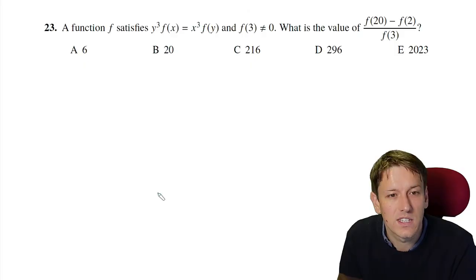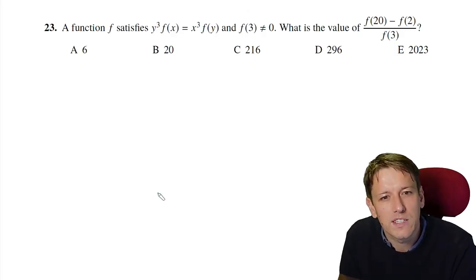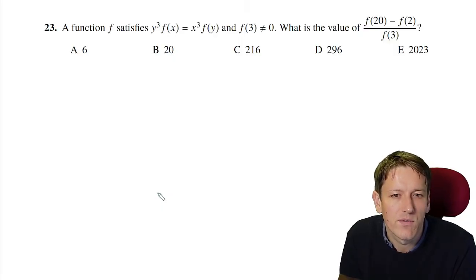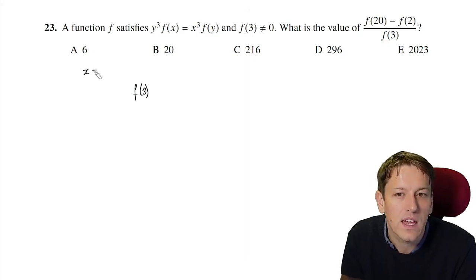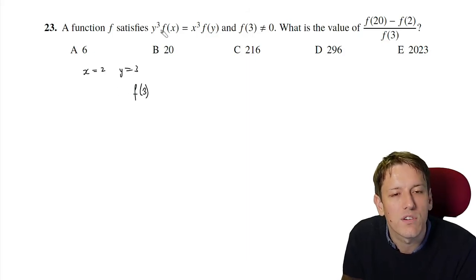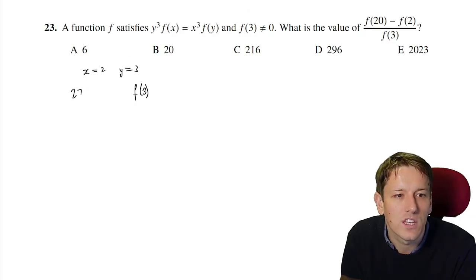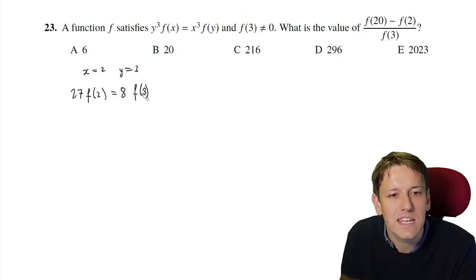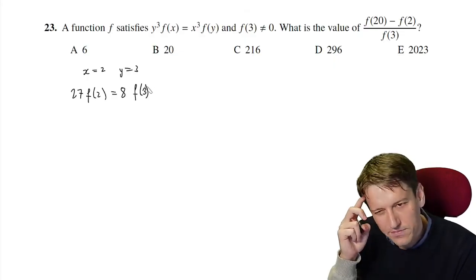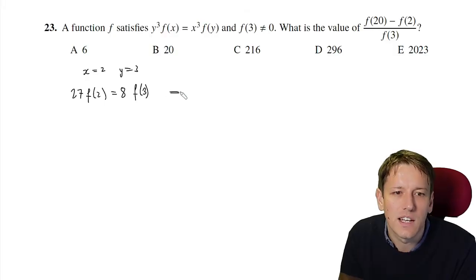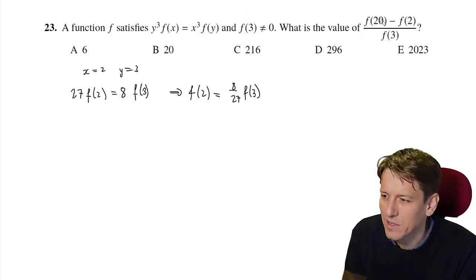So if you substitute in different combinations, you'll find that the thing that's useful here is to make one of them 3. So let's make this f of y, f of 3, so let's make y equals 3, and then let's make x equals 2, right? So x equals 2 and y is 3. Putting that in here gives me y cubed, which is 27, times f of 2 is equal to 2 cubed, which is 8, times f of 3. And the nice thing about this, you see, is that it allows me to write f of 2 is equal to 8 27ths times f of 3. And now when you think about this, this is going to be helpful.